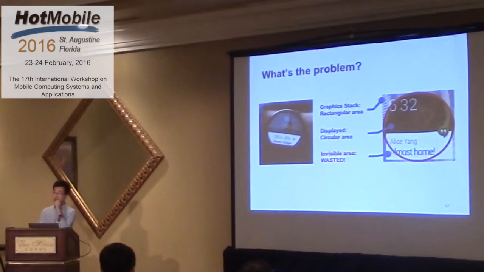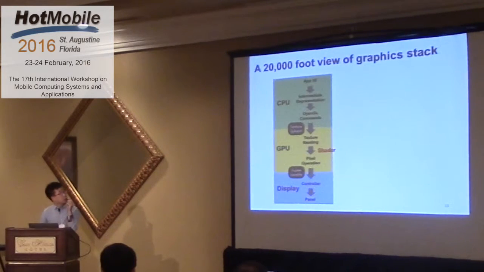You may be wondering whether what I said is true. First, let's look at a 20,000-foot view of the graphics stack. The graphics stack's role is to translate the app UI into the pixels on the screen. There are three stages. In the first stage, the CPU will do drawing. In the second stage, the GPU will do rendering. And in the last stage, the final frame will be displayed on the screen.